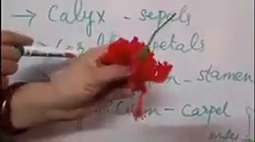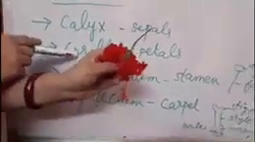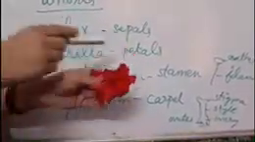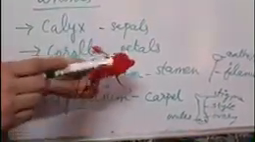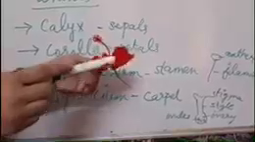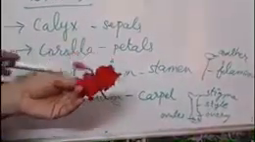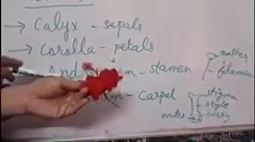Now, the second part of the flower is the corolla. This corolla consists of these petals. Now petals, as you can see, they are brightly colored. They are brightly colored in order to attract the insects for pollination. Then they also protect the inner whorls of the flower. Now next we will be discussing about the male part of the flower.